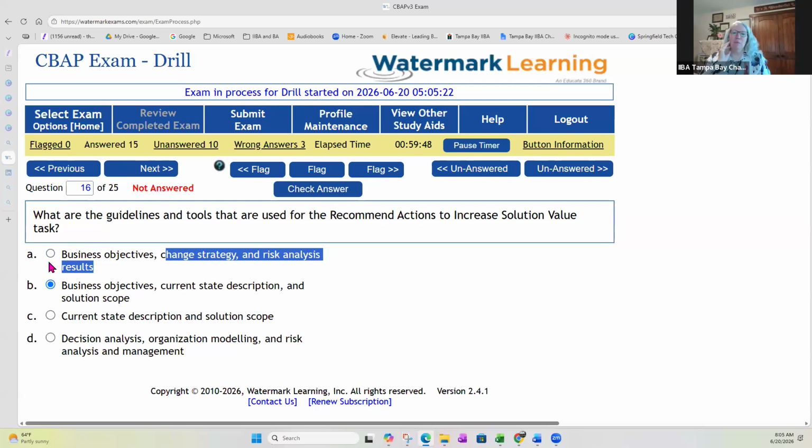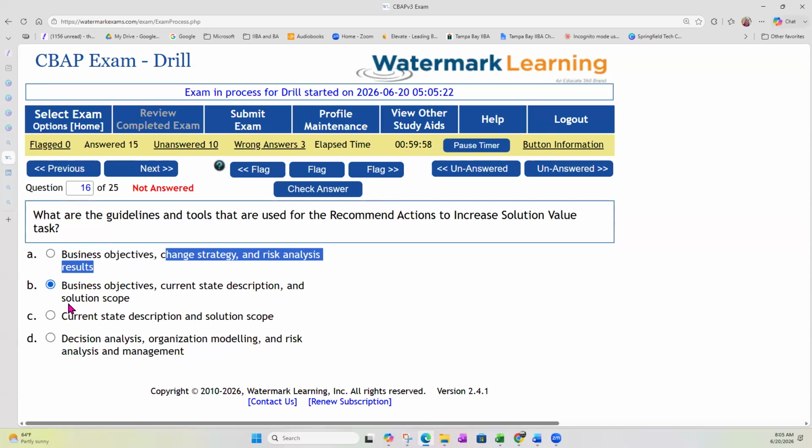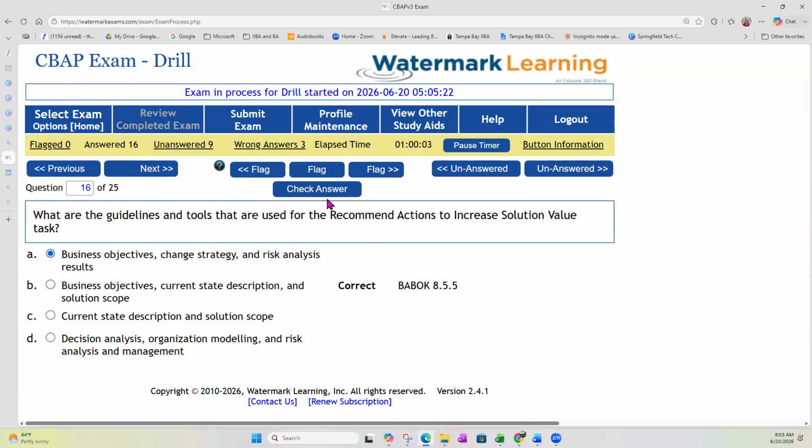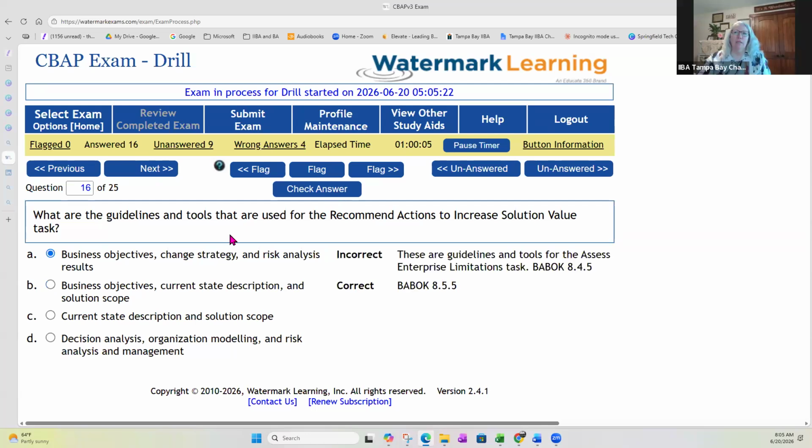Okay. Amarachi, I need a tiebreaker. Yeah, I think I'm leaning towards B because of the solution scope. Okay. Let's test B. Yeah, B is correct, and A is not correct. These are for the enterprise limitations task. Those are the guidelines and tools for that one. This one is for the recommend actions to increase solution value. And in that one, we need current state description and solution scope instead of change strategy and risk analysis.